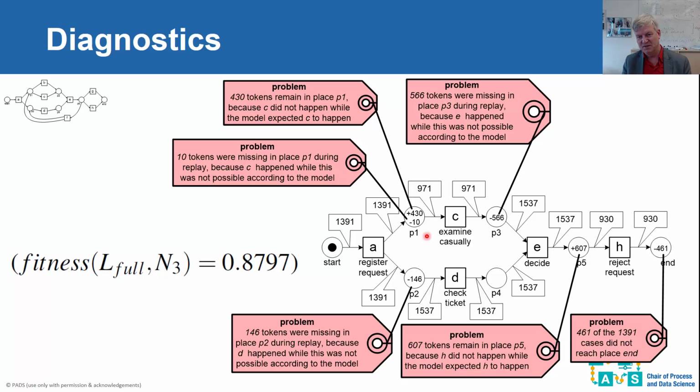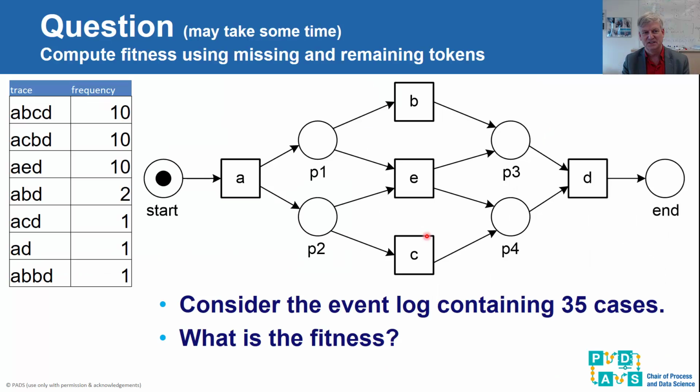So minus means that something is happening in our data, but it was not possible according to the model. Plus means tokens are remaining. That means that something should have happened that did not happen while executing the trace. That's how you can intuitively understand this.